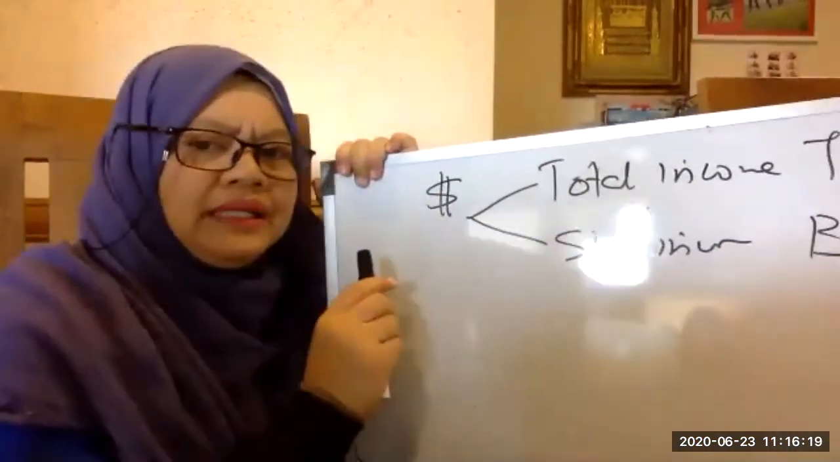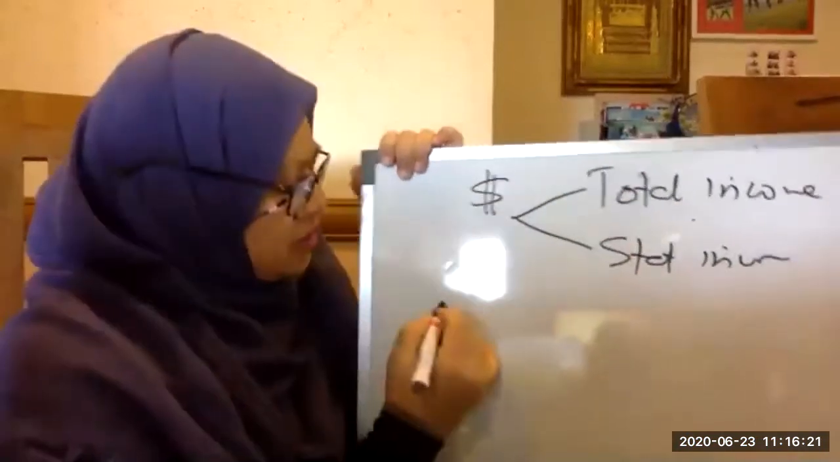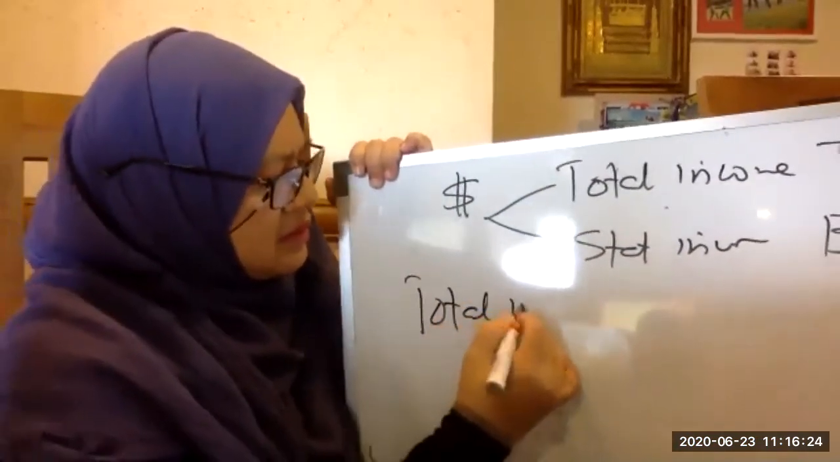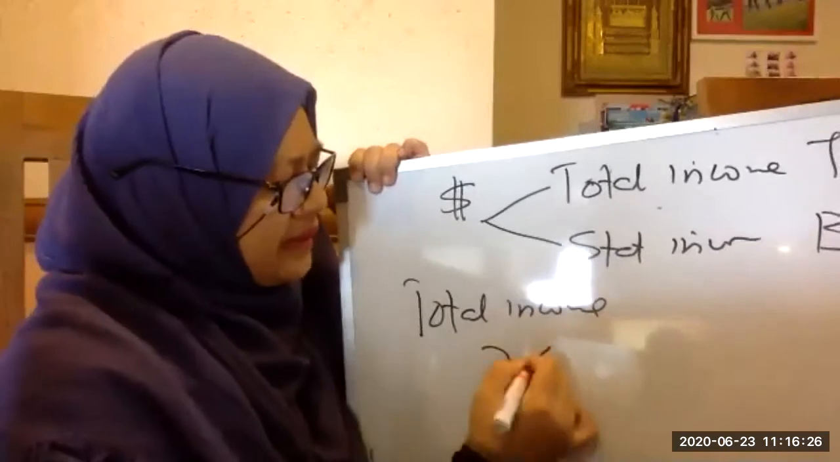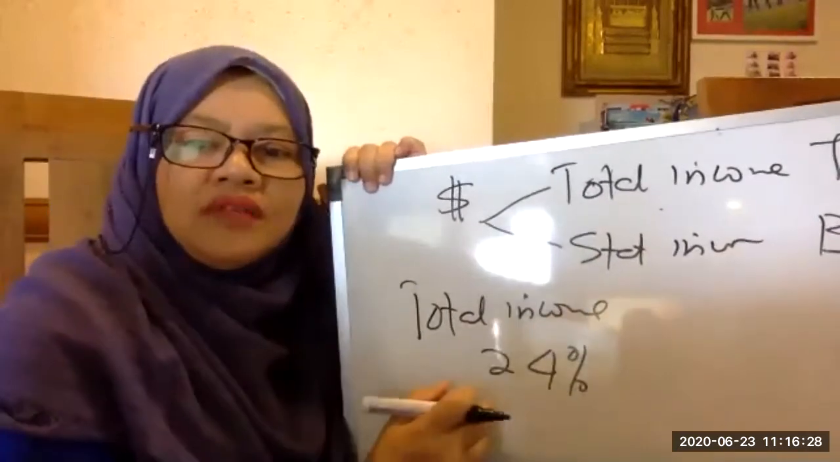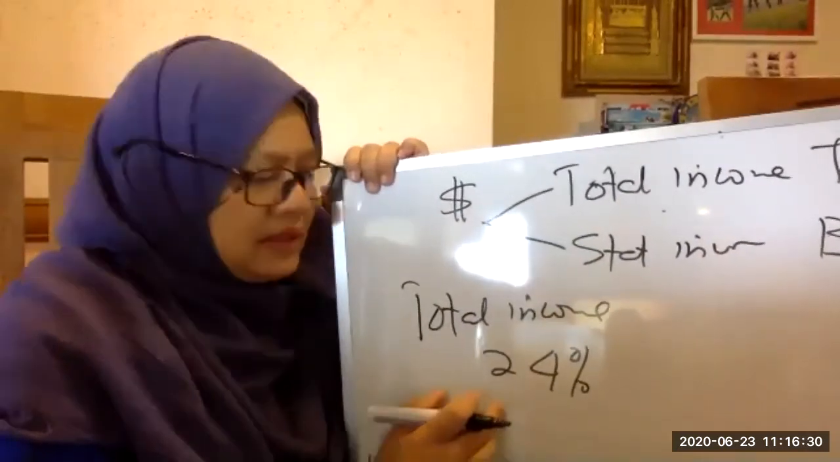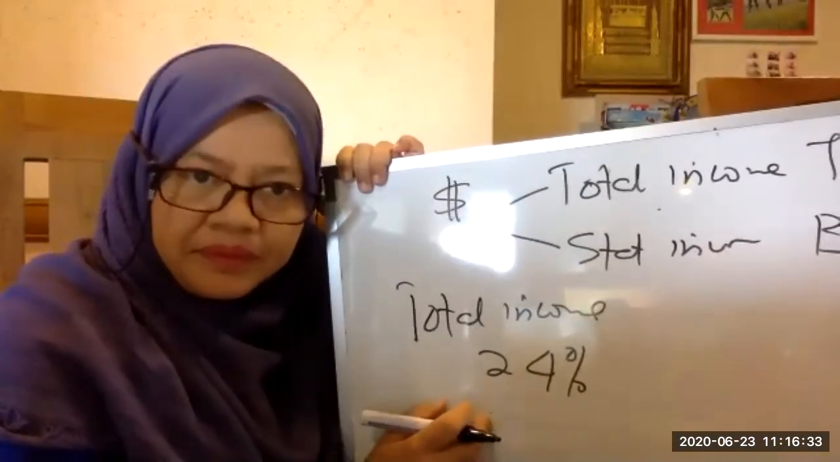Then you compute your total income. So it's just that now you have your total income of the trust, right? Then you times by the 24%. Okay, 24% here means that tax at the trust level, right?